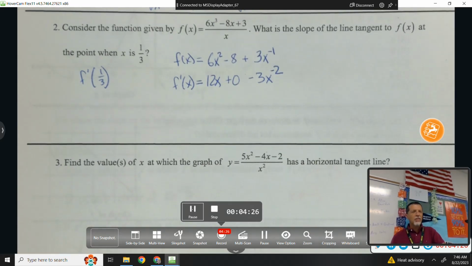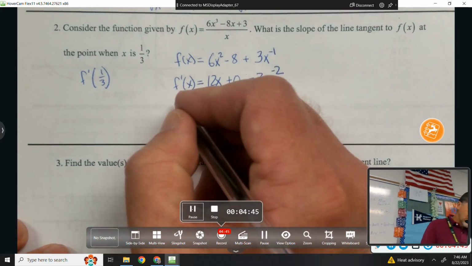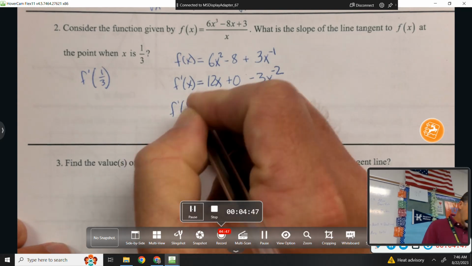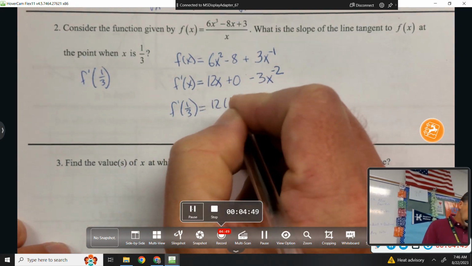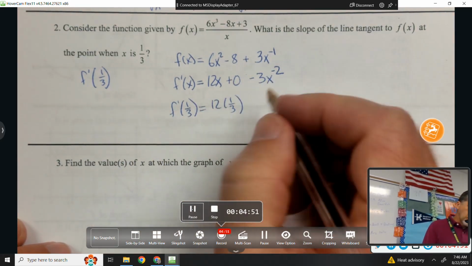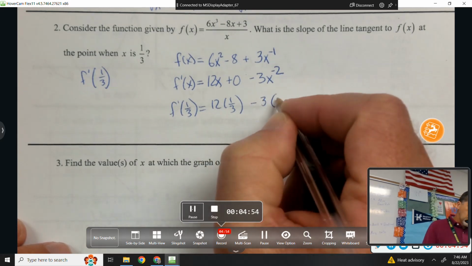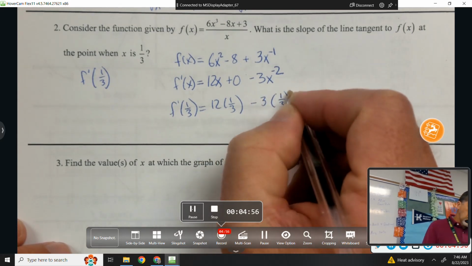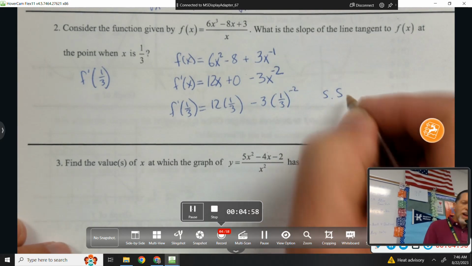So is that the answer to my problem? Not quite. That's the derivative, but I want the derivative when x is 1/3. So what do I need to do? Plug in 1/3. So 12 times the third. I'm going to leave out the 0 now. Minus 3 times 1/3 to the negative 2. That would be a safe stop.